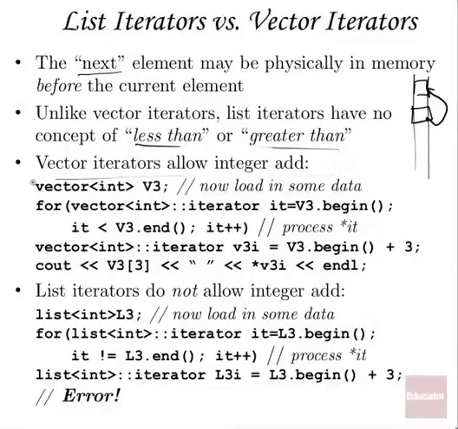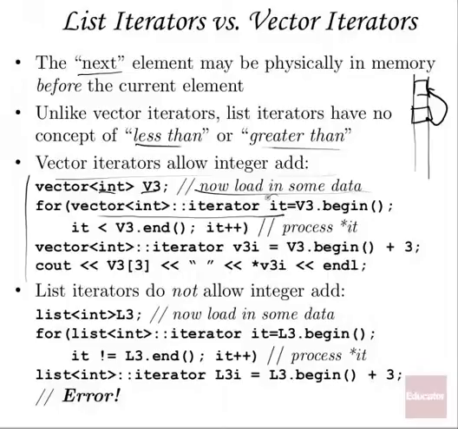So here's an example of a vector. We have a vector of integers called v3, and we'll just load in some arbitrary data. And we'll set up our iterator called it. We'll set it to the beginning of the vector, and we'll keep looping as long as it is less than the end. The end is defined as being one past the last element.